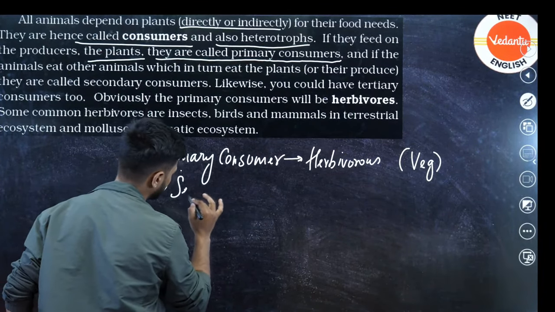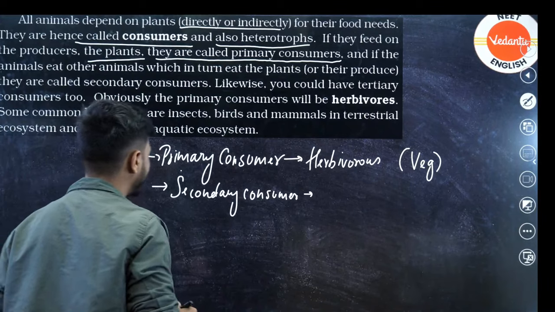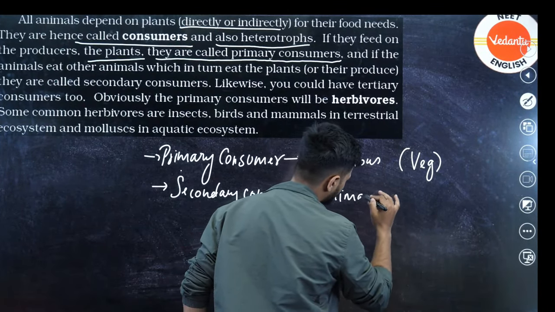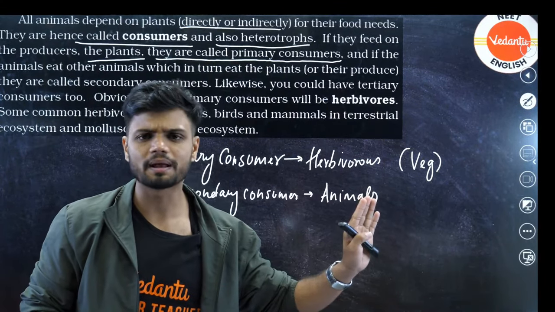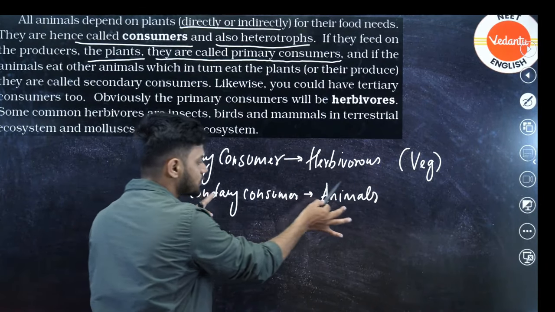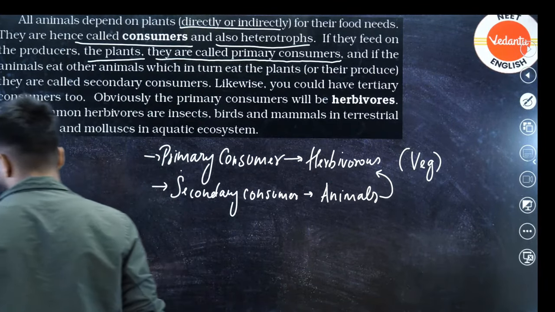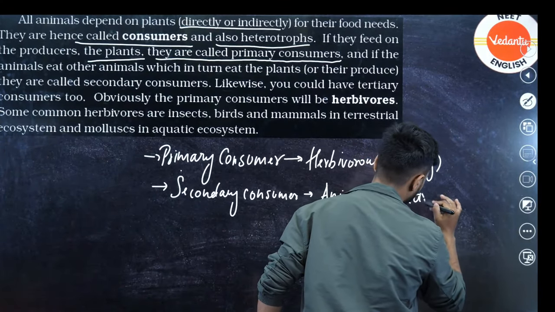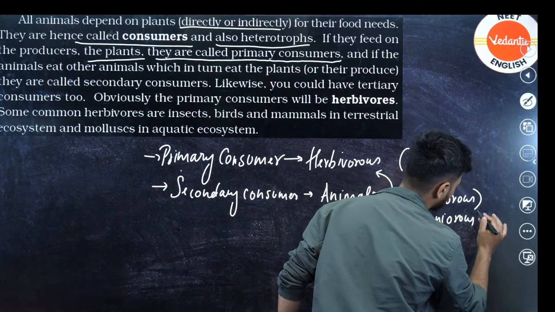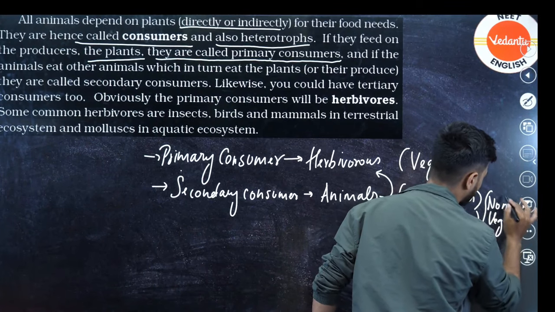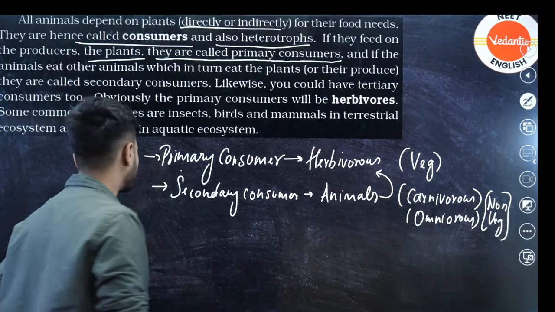Then we have the secondary consumers. The secondary consumers are the animals. These animals can eat the plants, but in this case, secondary consumers are eating the herbivores. Clear? We can call them carnivores also, as well as omnivores. These are like non-veg. People who eat non-veg are the secondary consumers. I will drink some water. I'll finish this topic.